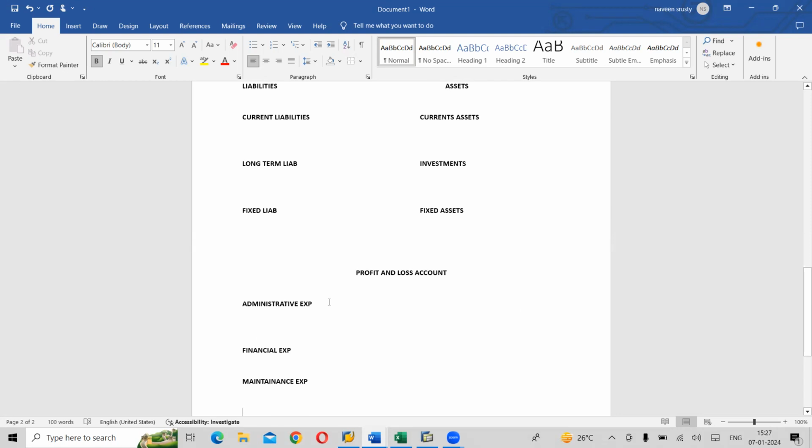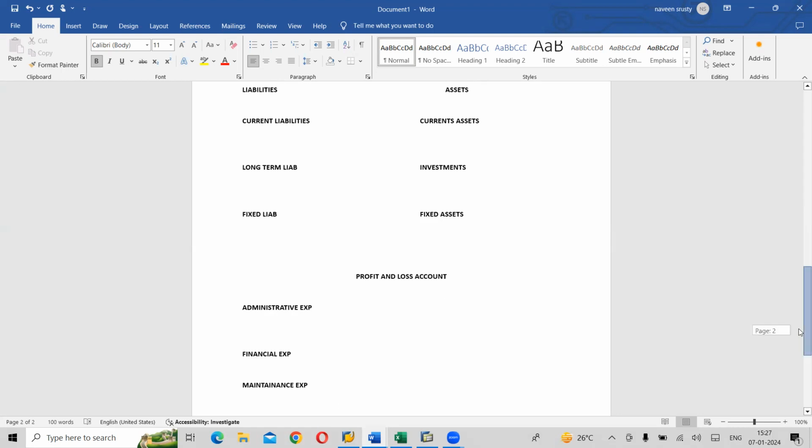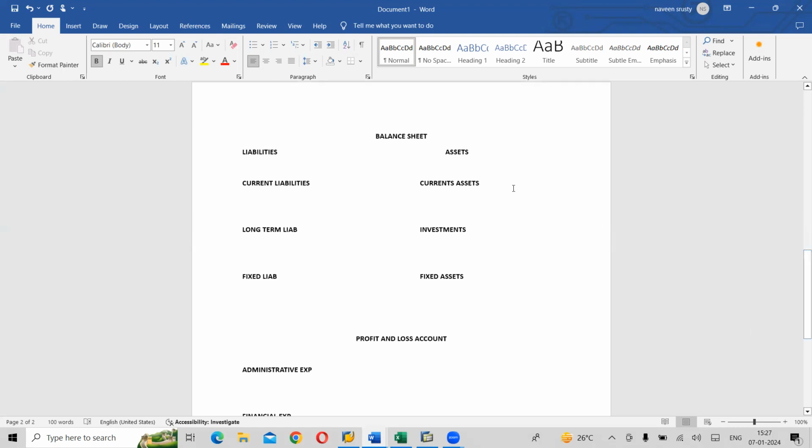Same thing on the other hand, in the profit and loss account we have revenues also. Like administrative revenues, financial revenues, and other incomes. Like that, we have different heads. So here, first we will understand the asset side. What do you mean by current assets, and what do you mean by fixed assets?